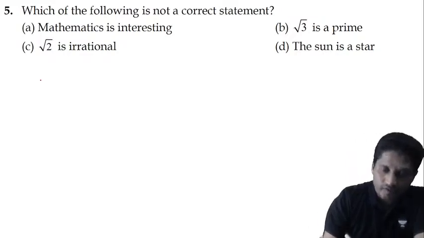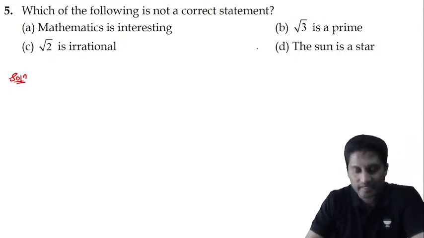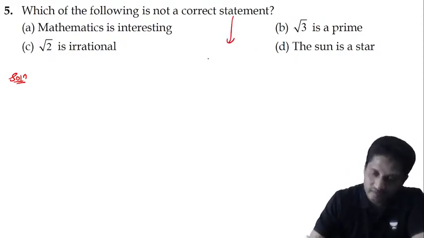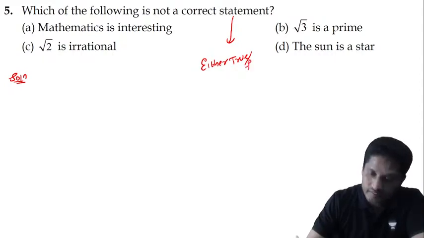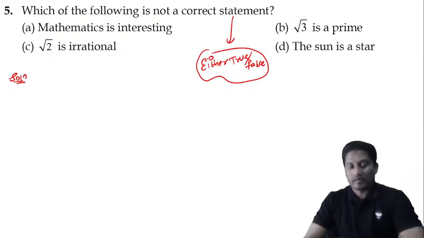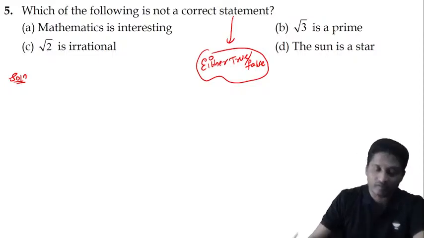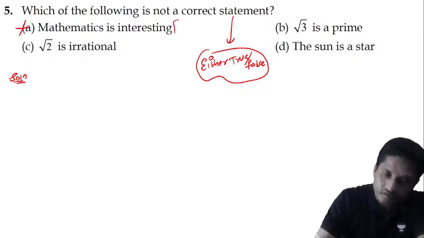Now, which of the following is not a correct statement? Statement means any sentence which is either true or false. Obviously that is called a statement. So "mathematics is interesting" is not a statement only. So this is wrong. He's asking which of the following is a correct statement. This is not a statement only, so this is ruled out.